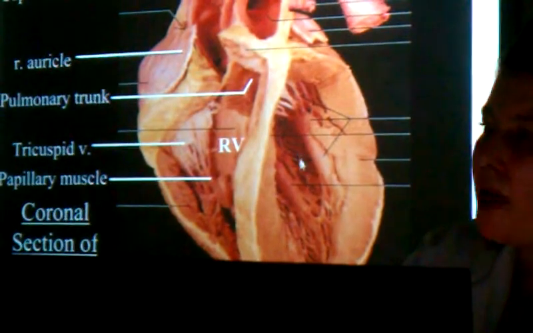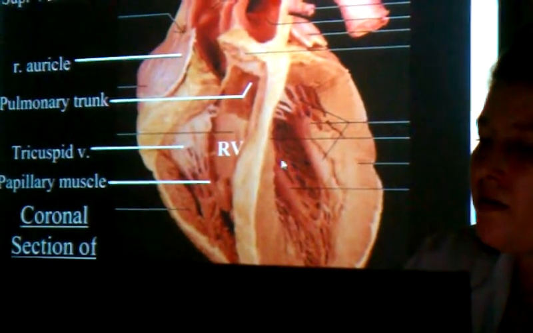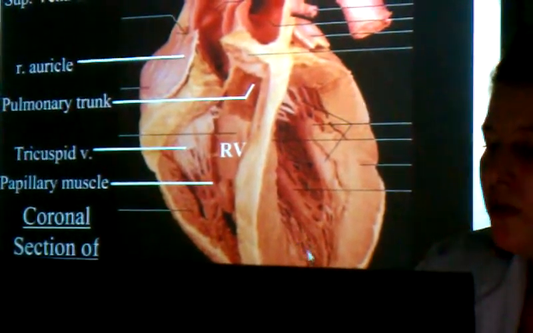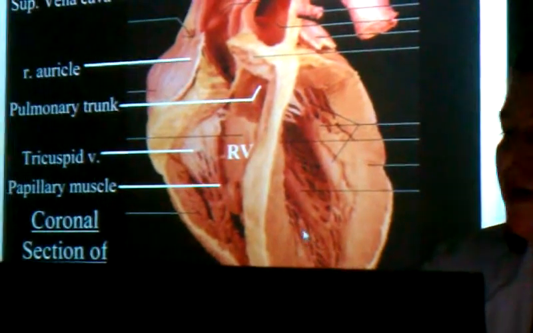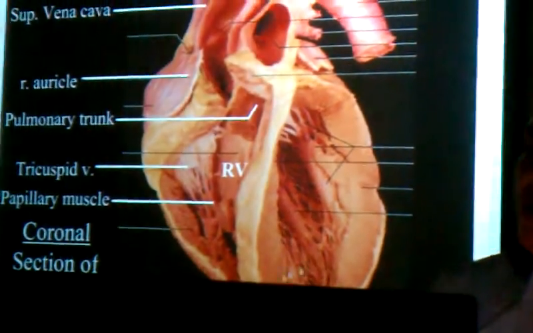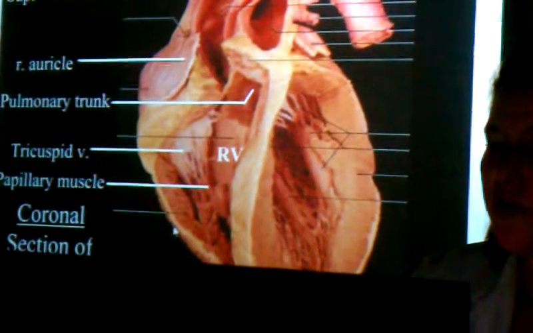Just so you know, the trabeculae are this kind of lattice work, and they lie just underneath the inner lining of the heart, the endothelium of the heart.